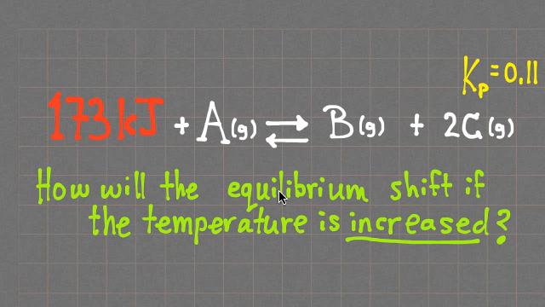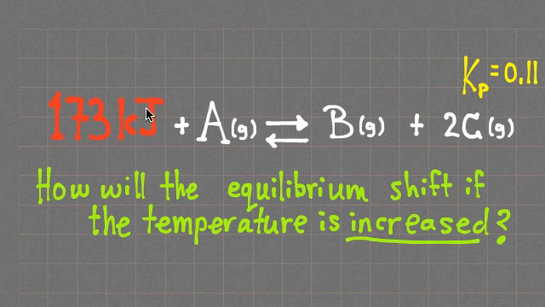How will the equilibrium shift if the temperature is increased? Well, here's the story with temperature. If you know it's endothermic or exothermic, you just treat that word energy, that word heat, or that number of kilojoules going in, endothermic, or coming out. If it were exothermic, it would be written over here, as a reactant or product.